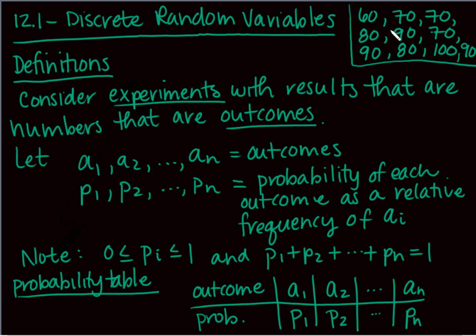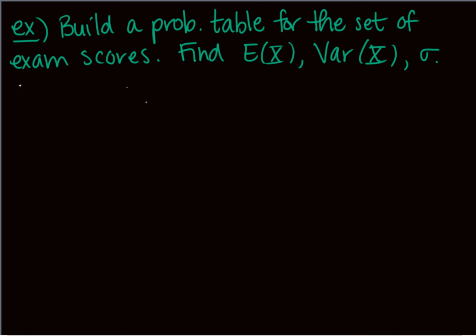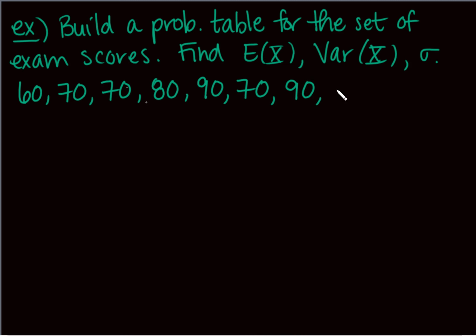Okay, so here's what I have. I have 60, 70, 70, 80, 90, 70. I remember what we have. Here are my exam scores, and this might be in a different order, but let's say I had a 60, a 70, a 70, an 80, a 90, 70, 90, 80, 100, and a 90. Okay, that should be 10. 3, 6, 10. So I have a set of 10 things.